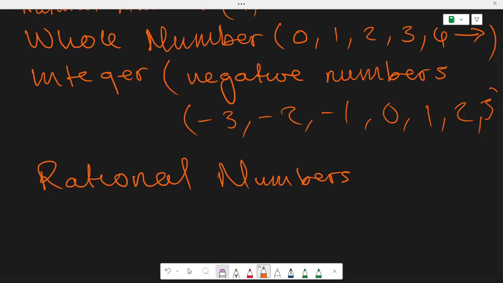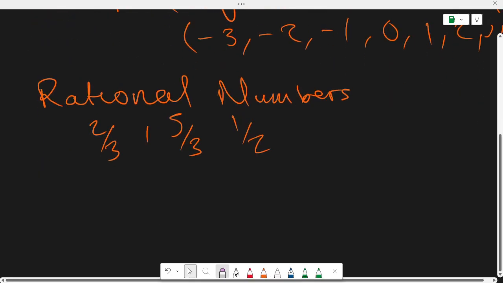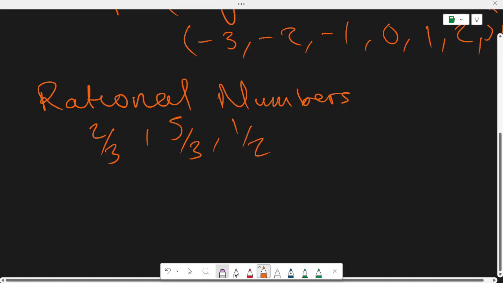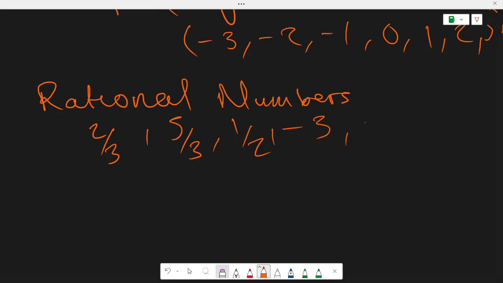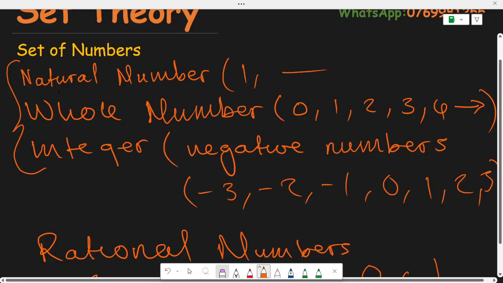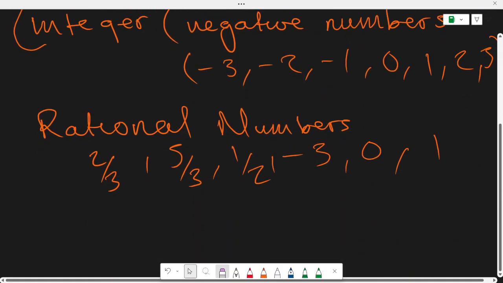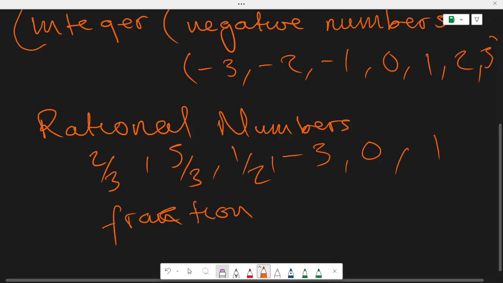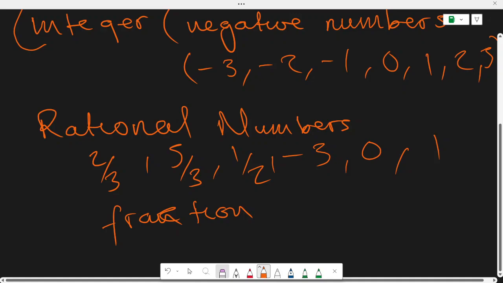For example, 2/3, 5/3, 1/2. These are rational numbers, but they also include these other sets of numbers that we talked about, like 3, 0, 1. So it's all the above sets of numbers, including fractions, that we're calling rational numbers.